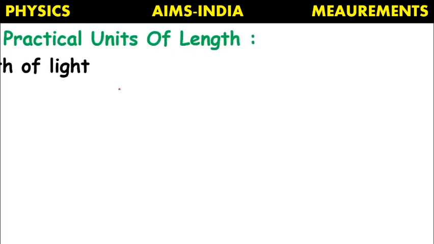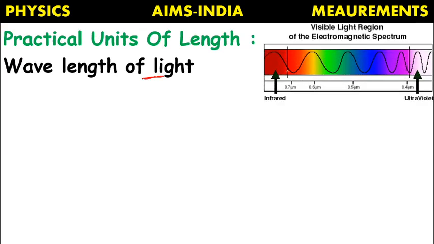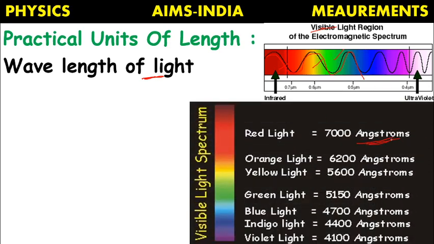So next, wavelength of light. We know about visible light. It ranges from red to violet, VIBGYOR. It ranges from red colored light to violet colored light. So the measurement of wavelength of all these colors of light means wavelength of red color, wavelength of yellow color, wavelength of green color, like that all wavelengths, they are measured in angstroms, a unit called angstrom. They are measured in angstrom.